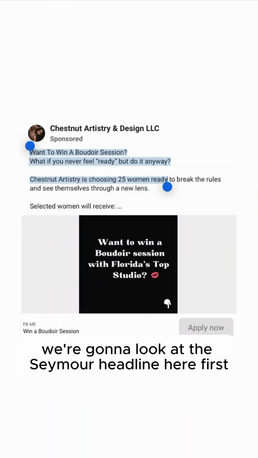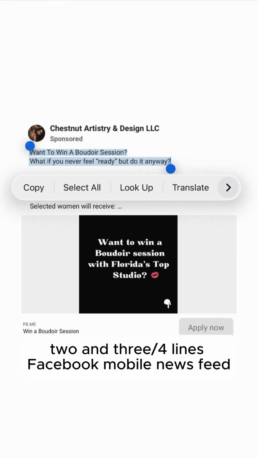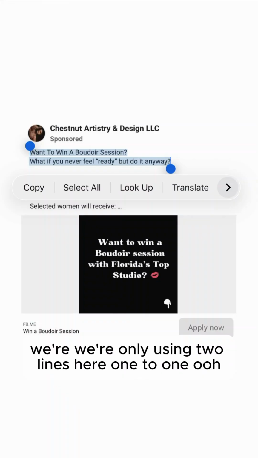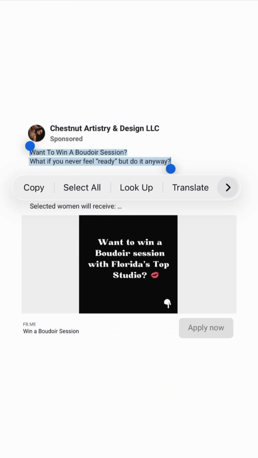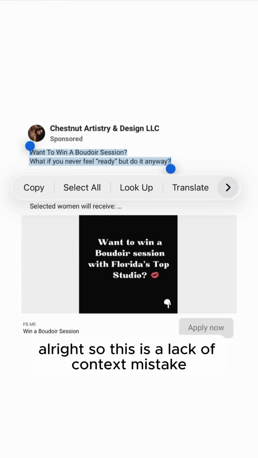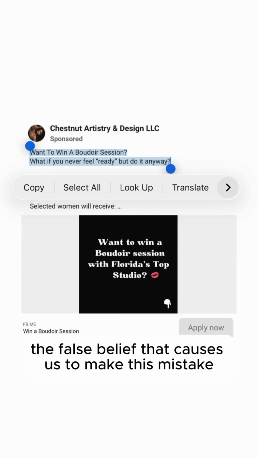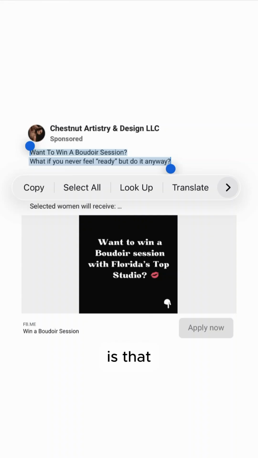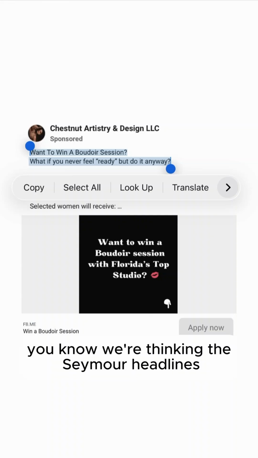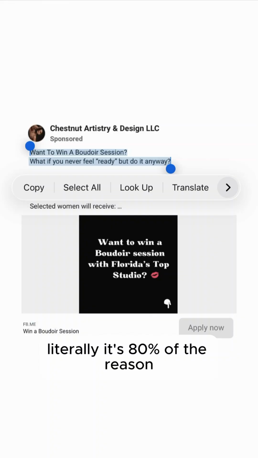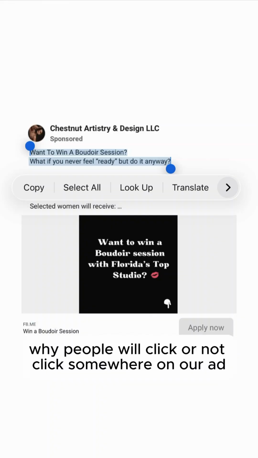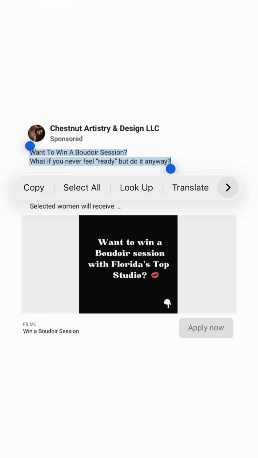Finally, we're going to look at the see more headline here. First 2 3/4 lines, Facebook mobile newsfeed. We're only using 2 lines here. 120 Boudoir session. What if you never feel ready, but do it anyway? All right, so this is a lack of context mistake. The false belief that caused us to make this mistake is that we're thinking the see more headline is kind of willy-nilly, when in fact it's 80% of the reason why people will click or not click somewhere on our ad. So this is actually the most important part.